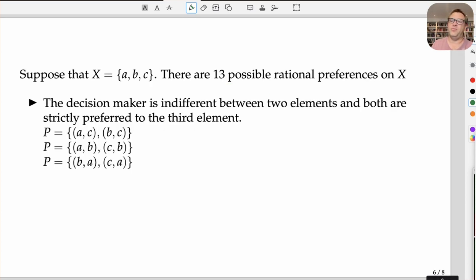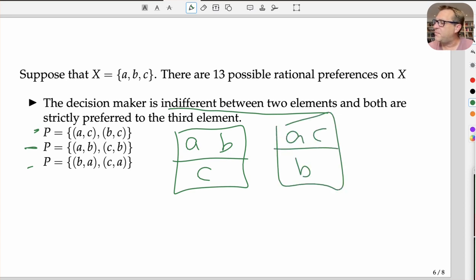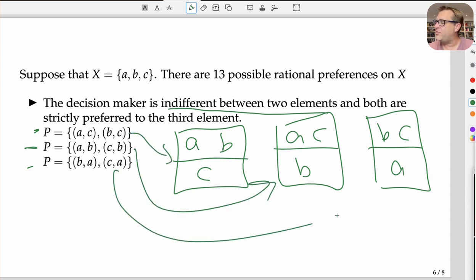The second possible rational preference, so these three all fall into the same category, would mean the decision maker is indifferent between two elements, and both of those elements are strictly preferred to the third element. So these three different strict preferences are three ways that could happen. You could have A and B strictly preferred to C. You could have A and C strictly preferred to B. Or you could have B and C strictly preferred to A. So this strict preference is represented there, this one is there, and this one is depicted there. These all fall into the category where you have two things that are tied. You're indifferent between two things. Those come in first place, and then in second place is the other object.